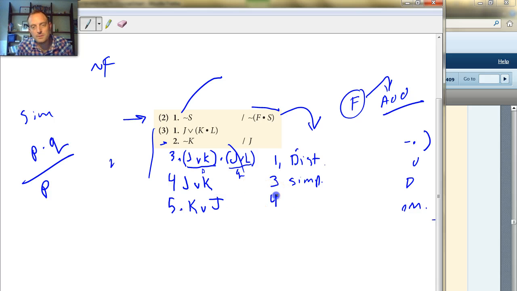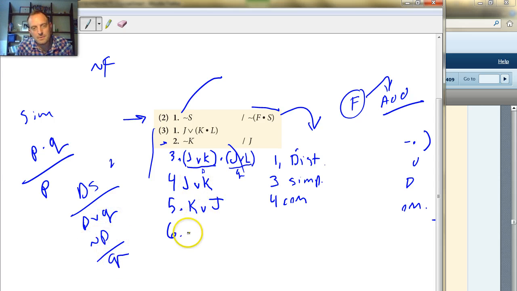That's line 4, commutation. And then line 6 here, since I have not K, remember the disjunctive syllogism is P or Q. If I don't have P, then I have Q. So that means because I don't have the K, I must have J. So the answer here is going to be J, lines 2 and 5, disjunctive syllogism. You can see that really wasn't too difficult.